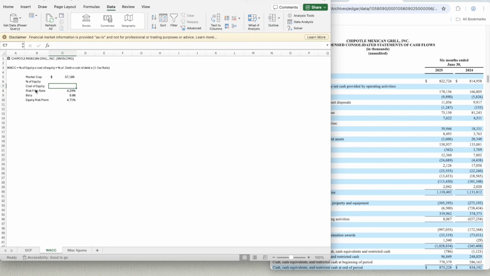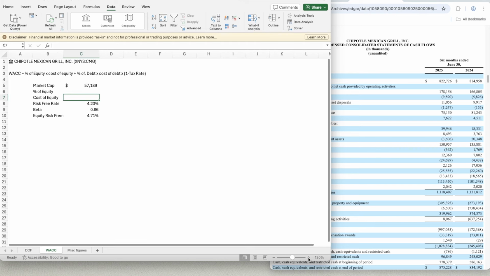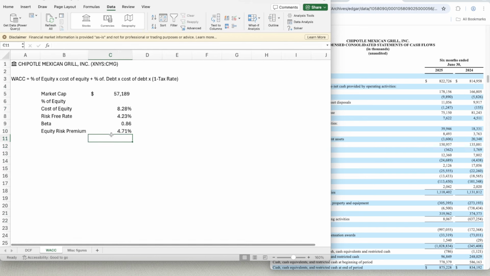So we have that. Actually, this might be a bit small, let me zoom in. Sorry about that. So as we said, to get the cost of equity, we take the risk-free rate plus the beta multiplied by the equity risk premium. And that gives us a cost of equity of 8.28%. And let's make these a bit bigger so that you can see.